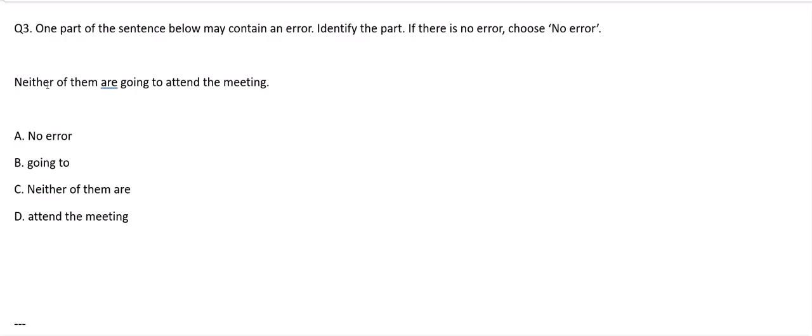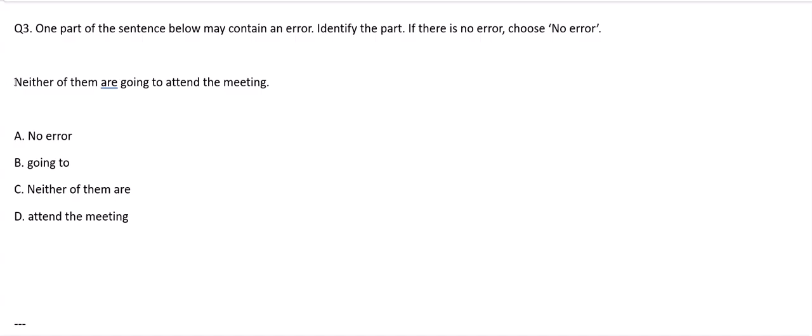First of all, either means any. Either means any one of them, which is singular. And neither means not either, not any of them, which also talks about a singular subject only. Hence, either and neither are both singular, so they should be followed by a singular verb only. Hence, neither of them is should be followed by is, not are.